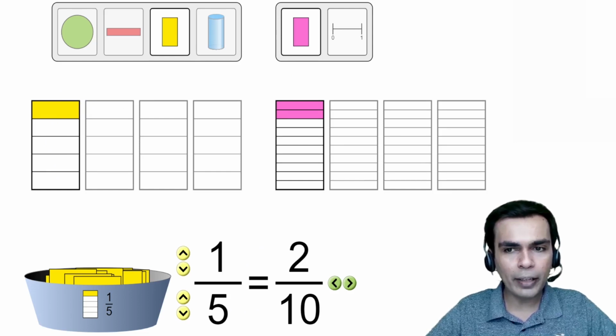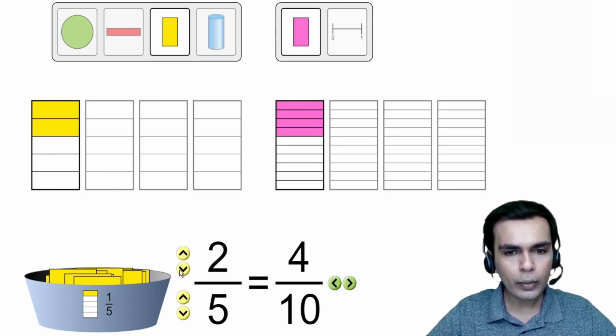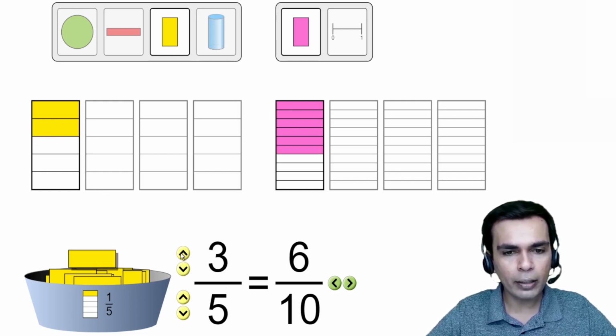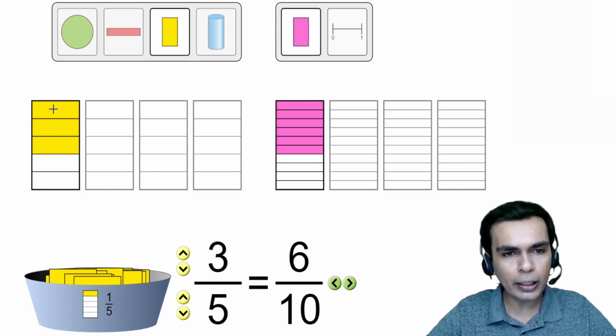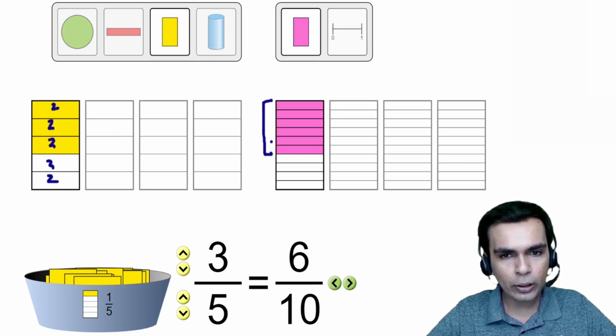So if I increase this further, now you see 2 out of 5 is the same as 4 out of 10. Or 3 out of 5 is the same as 6 out of 10. Why? Because in each there are two pieces. Therefore, this becomes 2, 2, 2. Therefore, 6 here. So this is 2, this is 2, this is 2. So this is 6 out of 10 and this is 3 out of 5.